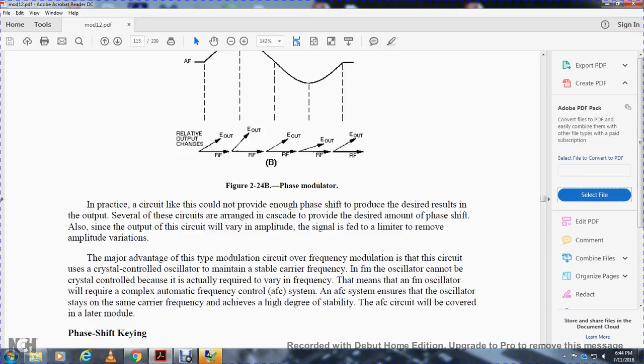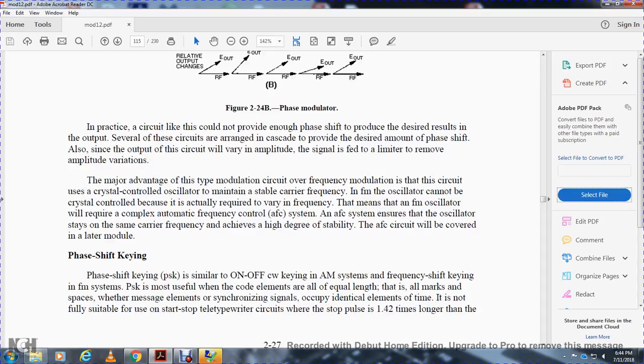A major advantage of the phase modulation circuit over the frequency modulation circuit is the crystal controlled oscillator, which maintains a stable carrier frequency. The frequency modulator oscillator cannot be crystal controlled because it is actually required to vary in frequency. This means the frequency modulator oscillator will require a complex automatic frequency control (AFC) system. The AFC system keeps the oscillator on the same carrier frequency to achieve a high degree of stability. The automatic frequency control circuit will be covered later in the module.